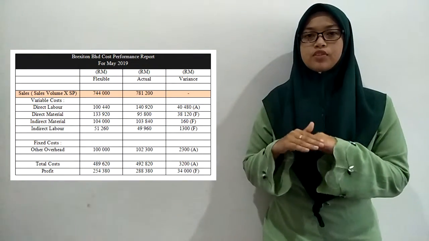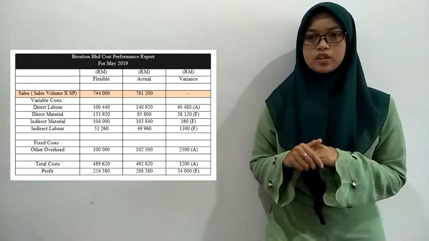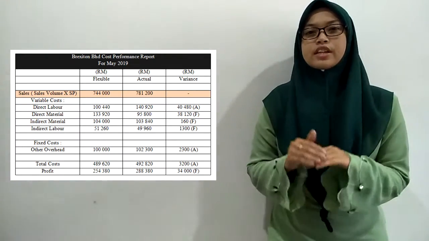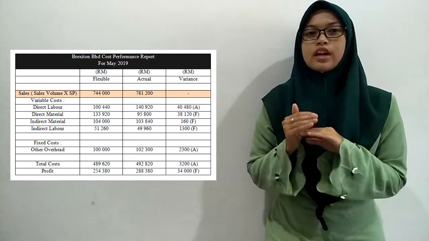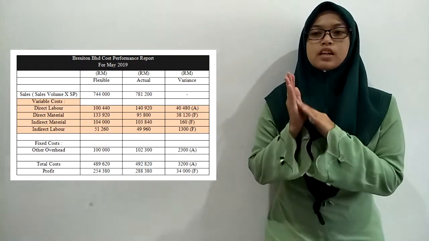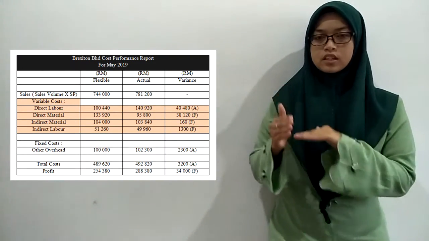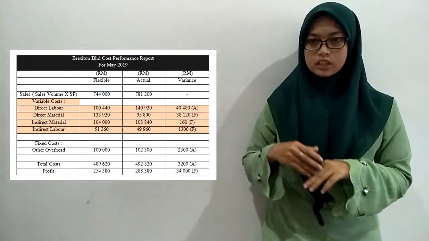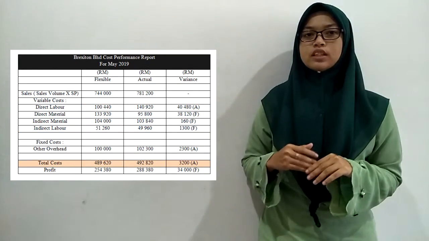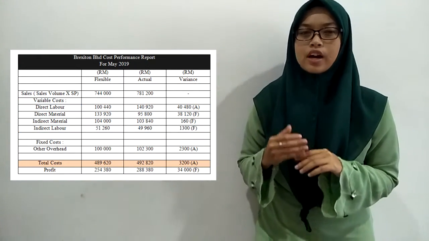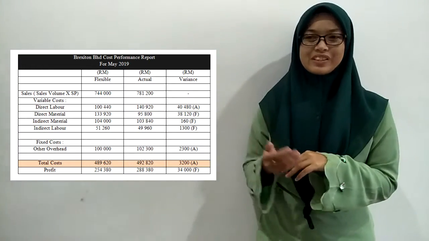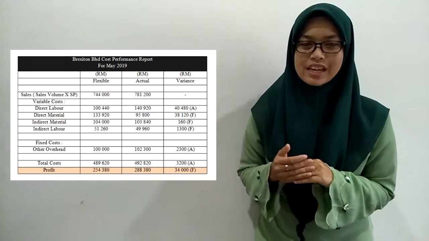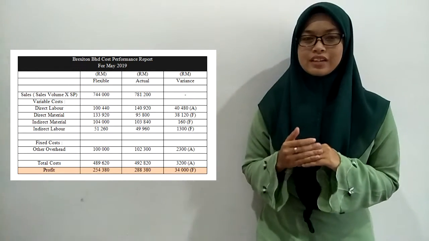The sales volume for the actual column is 37,200. Sales for actual is 781,200 ringgit. The details of the variable cost and fixed cost for the actual column, we get directly from the table. The total cost for actual is 492,820 ringgit. The net profit for actual is 208,380 ringgit.